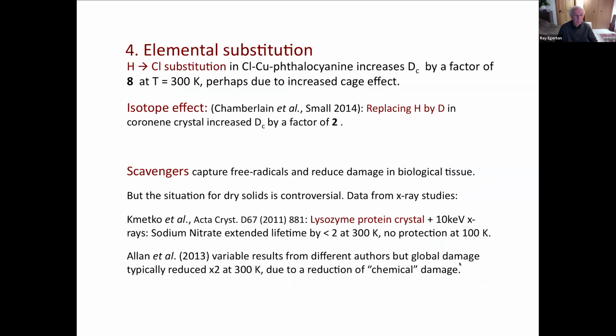Elemental substitution, replacing hydrogen by a halogen, for example, makes the material a bit more radiation resistant. Even replacing hydrogen by deuterium gives us a useful isotope effect. Scavengers are chemicals that reduce damage when you have aqueous systems, but for the solid samples that we use in the TEM, the results of using scavengers have been very controversial and minimal. So it's really not a useful general procedure.